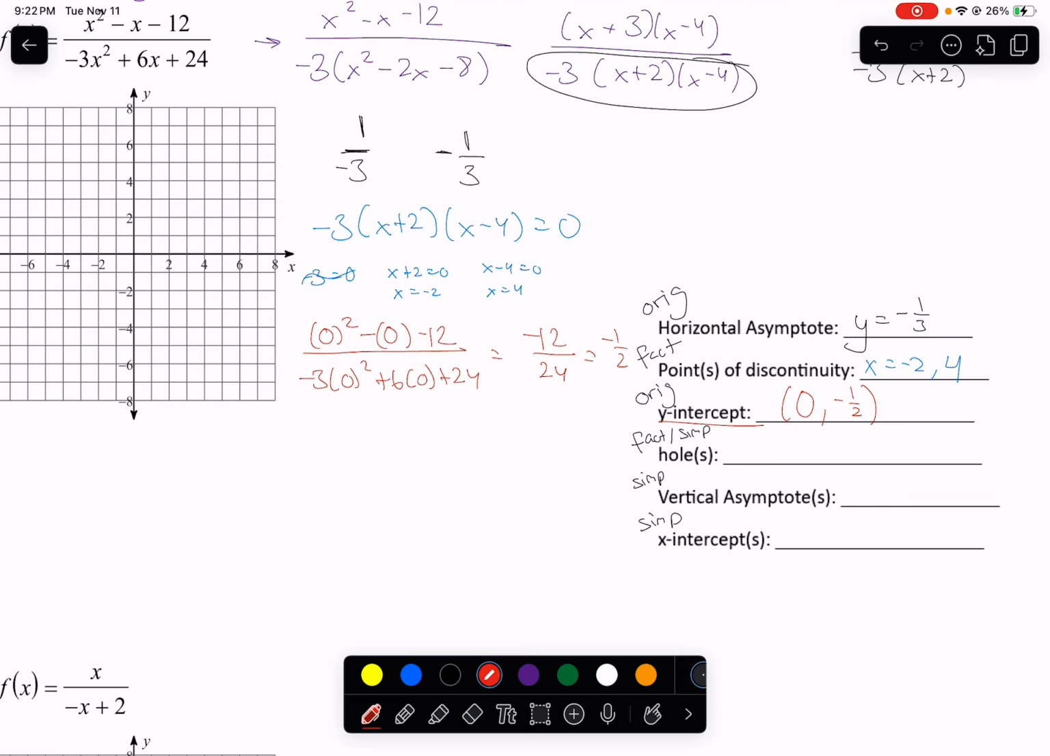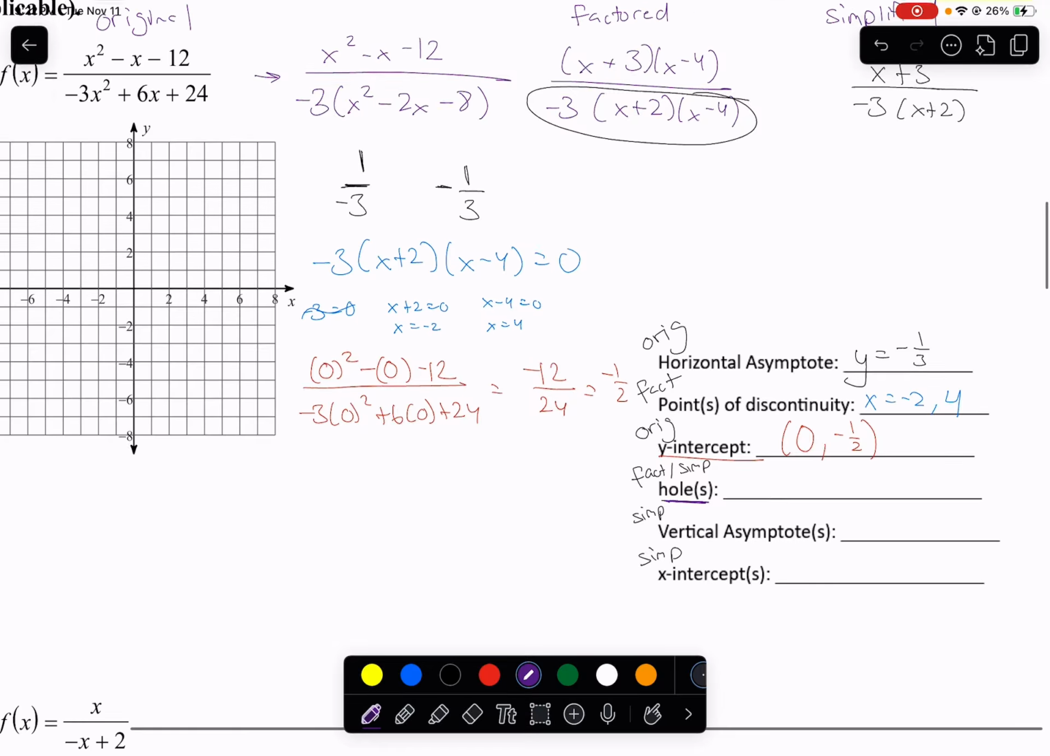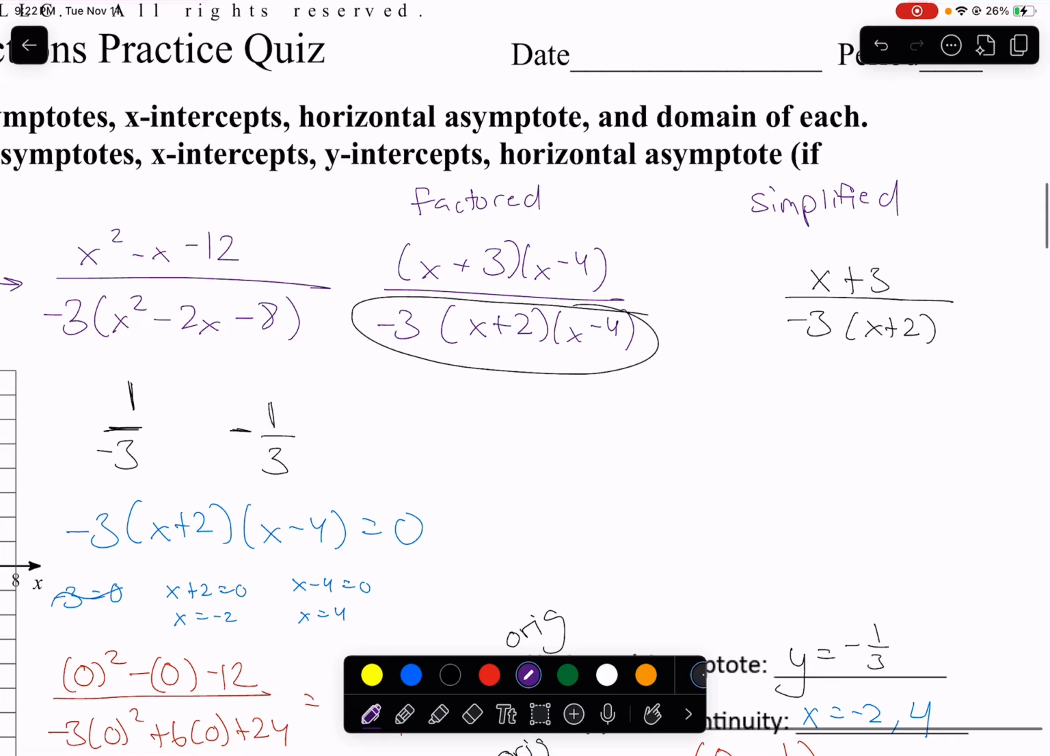Pay very close attention to how I give all of these answers. For the horizontal asymptote and the vertical asymptote, those need to be written as equations, as in x equals, y equals. The holes need to be written as points. The x-intercepts need to be written as points, and so does the y-intercept. All right, so next, we will do our holes. To find your hole, you have to look at your factored and your simplified.